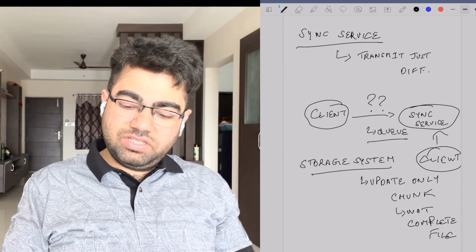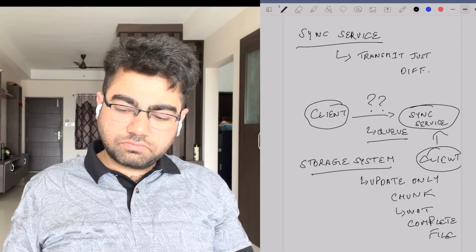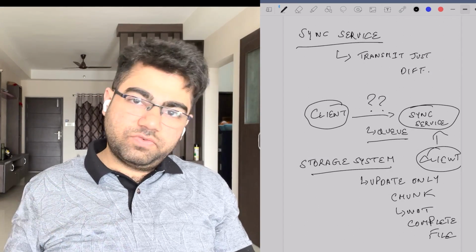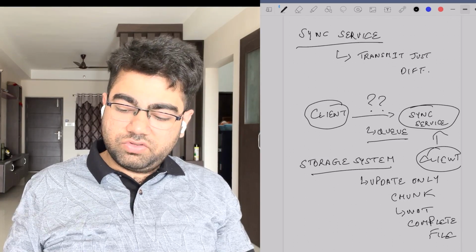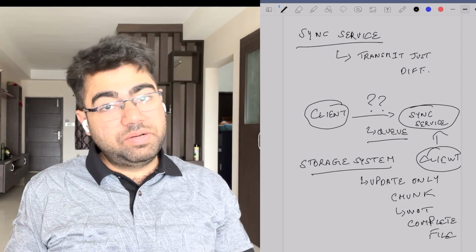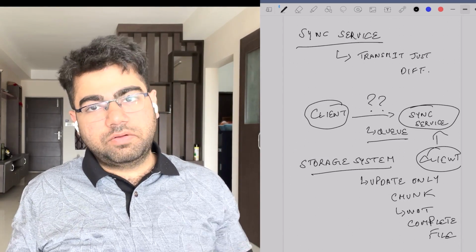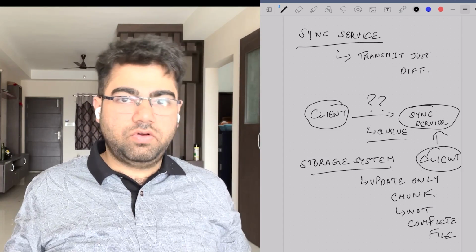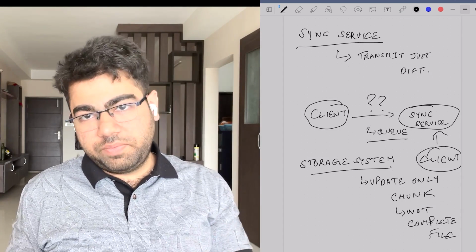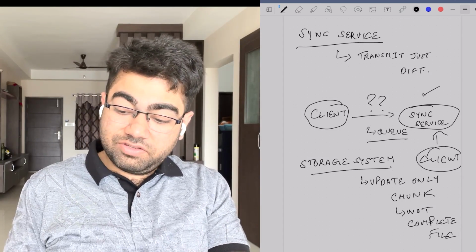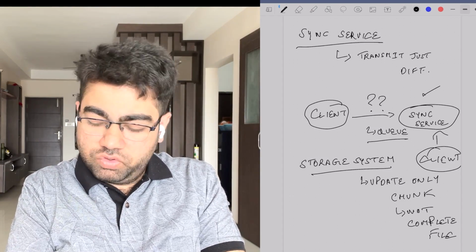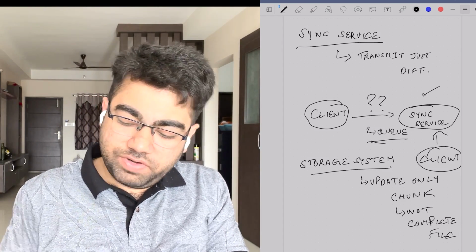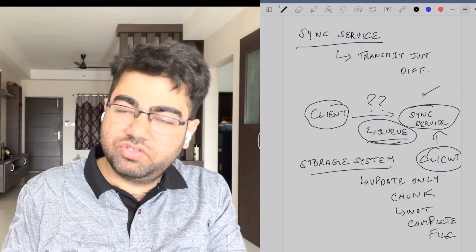Now suppose this API call fails, or there are multiple updates happening every second. So there are multiple API calls that we have to make, and there are multiple clients also, each making multiple API calls. Suppose hundreds or thousands of updates are happening. This synchronization service would have to maintain a lot of API connections. So how do we tackle this problem? We tackle it with the help of a message queue.